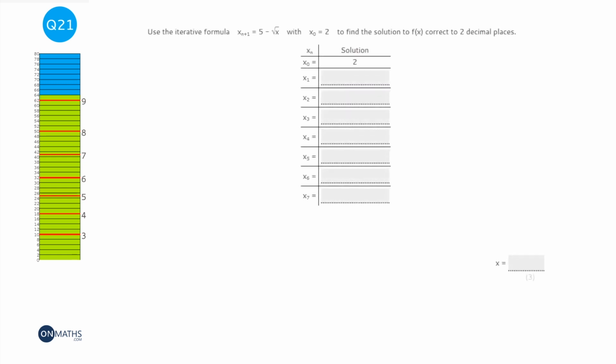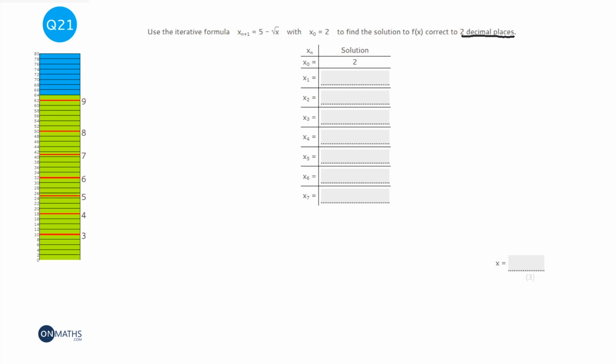Okay, so this is a question on iteration, and we're given the iterative formula for a situation. Now, iteration is all about trying to find an answer, and it's a method in maths that bounces above and below the correct answer constantly, and it just gets closer and closer, but it doesn't quite ever get there. It will just get more and more accurate the more times you do it. So we're looking for when to stop, and that's given here, just to 2 decimal places.